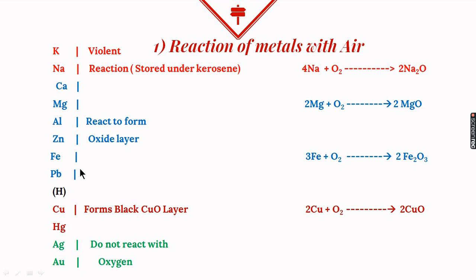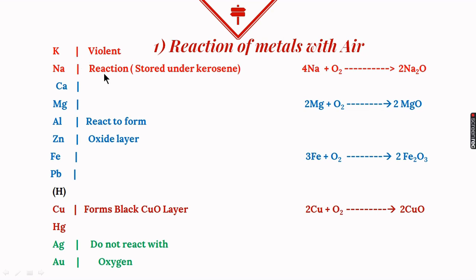All the metals react with oxygen except a few which are at the bottom of the activity series. The rest all react with oxygen to form their oxides. And we can see that this is a combination reaction, though the rate of reaction varies as we move from top to bottom.